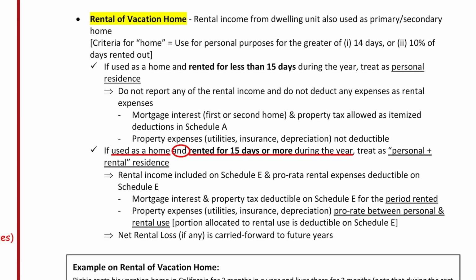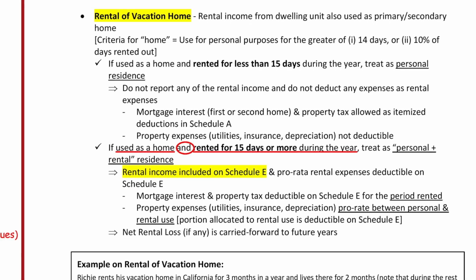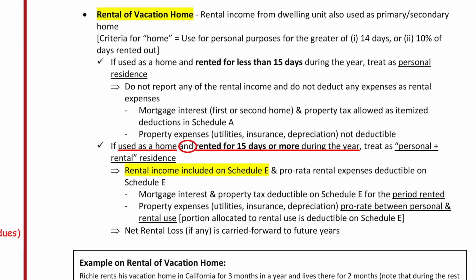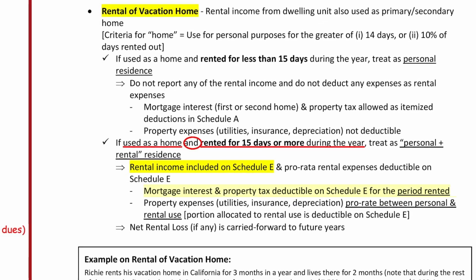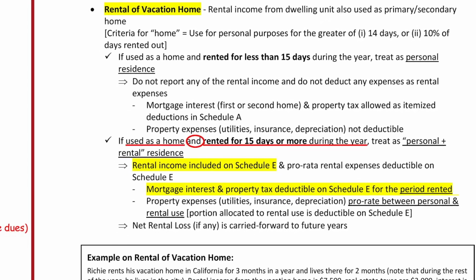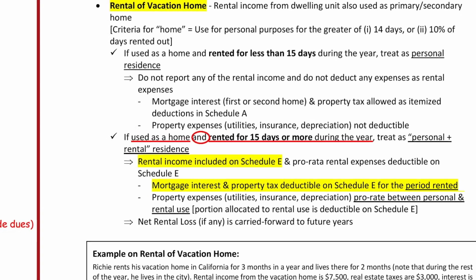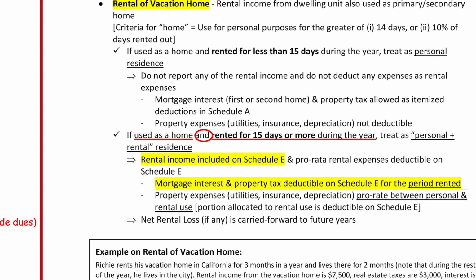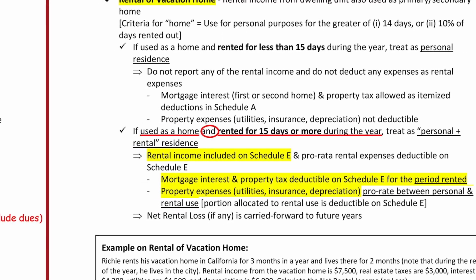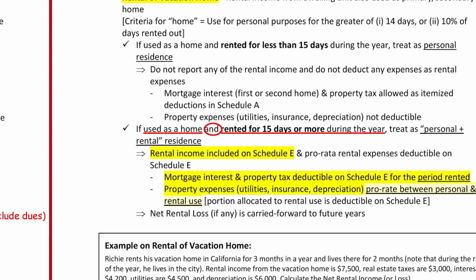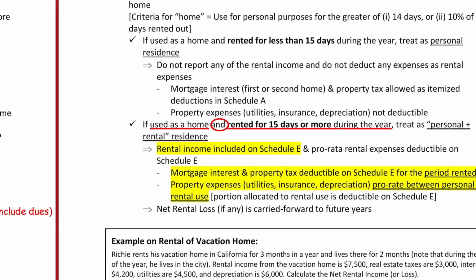In this scenario, rental income is included on Schedule E, and as far as the expenses are concerned, mortgage interest and property tax are deductible on Schedule E for the period rented. Property expenses like utilities, insurance, depreciation, you need to prorate between personal and rental use.